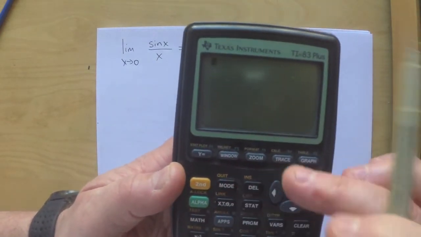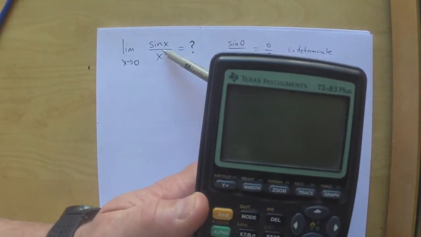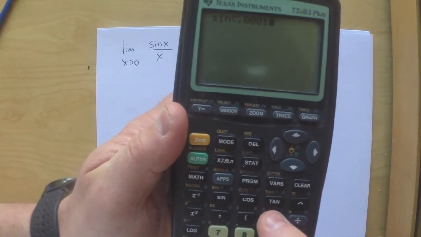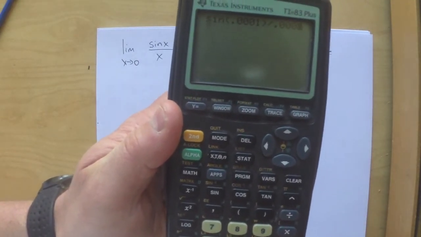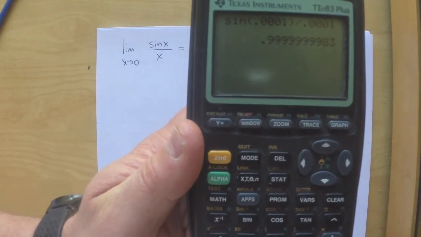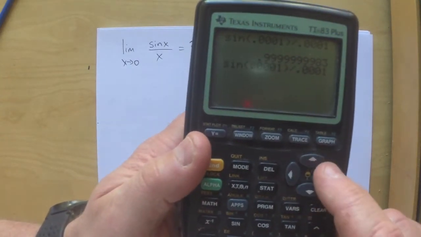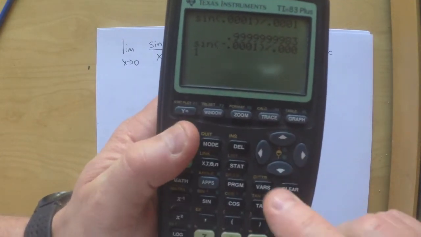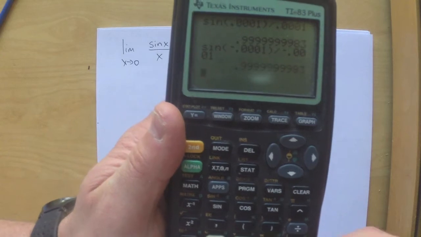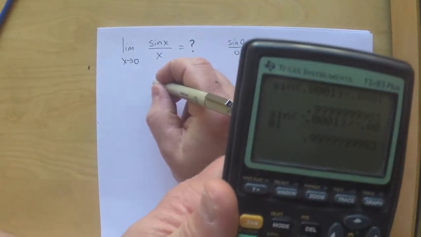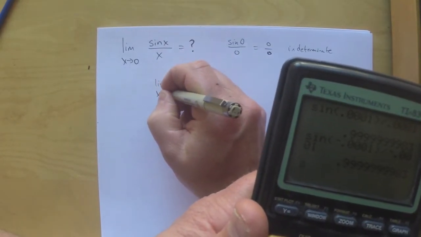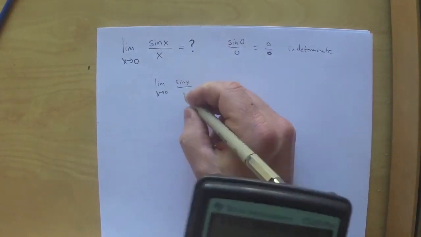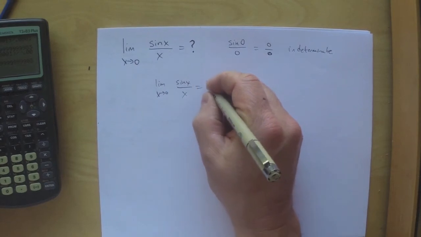The other way of doing it would be to do it numerically. I could plug a number in. I could just go sine of a number close to 0, 0.001 divided by 0.001, and I could see it's around 1-ish. I might prove to myself that as I approach it from the negative side, it's not just a fluke, and I also get 1. So the answer for this right now, without really proving it, is the limit of sine x over x as x approaches 0 is 1.